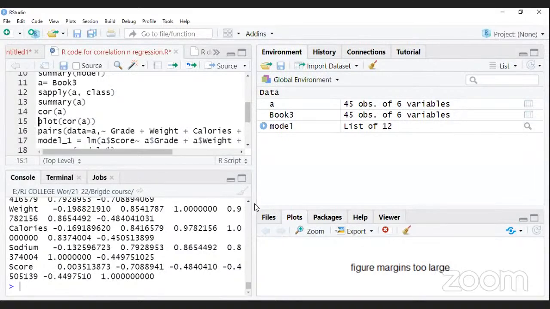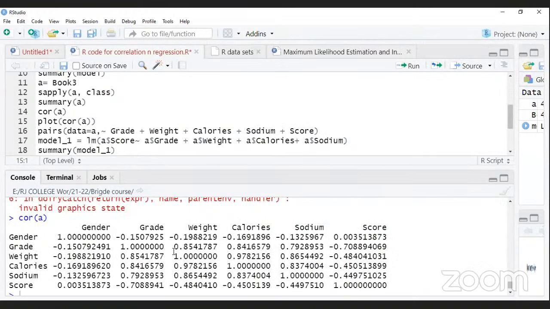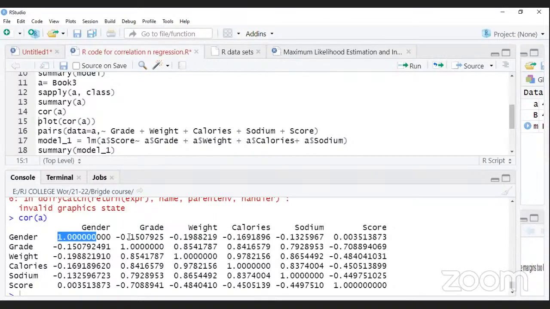See, you got this here. If you look at this data, you have got this correlation between A and B. But see, interpreting these values is very difficult. If you look here, gender with gender has no correlation, meaning it is always 1. But gender with grade, there is some correlation. Gender with weight, some correlation exists.